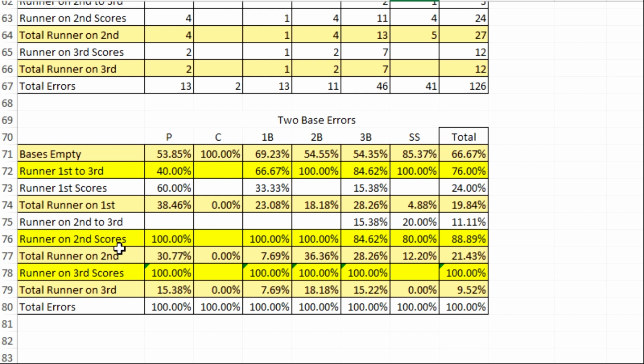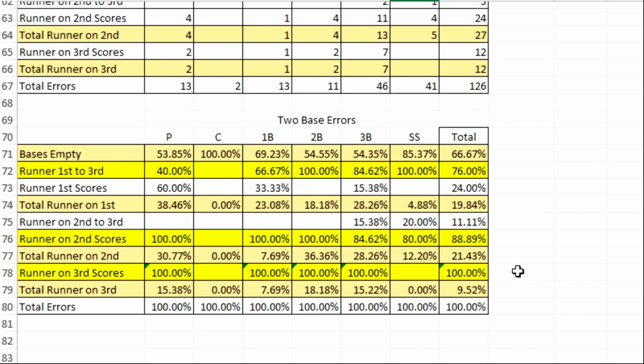Now, runner on second is scoring almost 90% of the time. So almost all the time, the runner on second is scoring on a two base error. But there are cases, and again, they occur when the error is made to the left side. Though two base errors, some of those may be throwing errors, where the runner on second only makes it to third. And of course, every time the runner on third is scoring on a two base error. So that's not surprising.